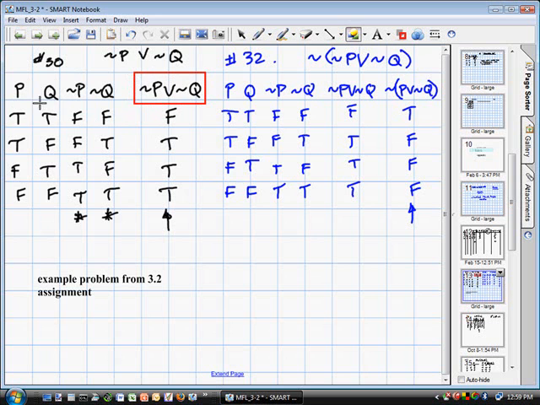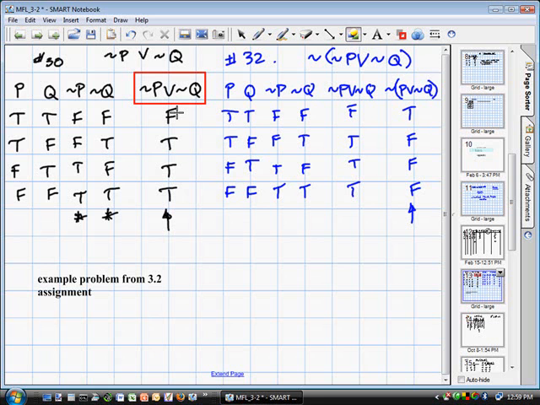Okay, standard truth table. First column, half and half, TT, FF. Second column, go by ones, TF, TF. Now do the opposites. The opposite of P: false, false, true, true. The opposite of Q: false, true, false, true. Now put those two columns together using this rule. What's this rule? Inclusive or? Only false when both are false.